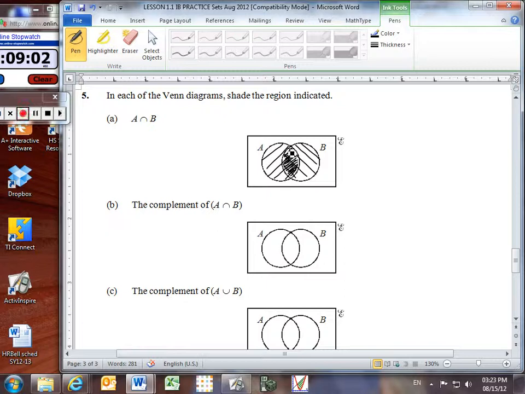Part B, the complement of A intersection B. You remember that the complement is a fancy word for not. That is to say, everything outside the intersection between A and B. We've already established that the intersection of A and B is this middle section. So the complement must be everything outside that middle section. There we go. We've shaded everything outside that middle section of the intersection. So that's the intersection, not the complement of the intersection.